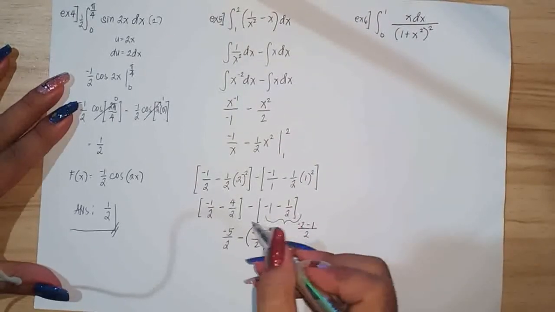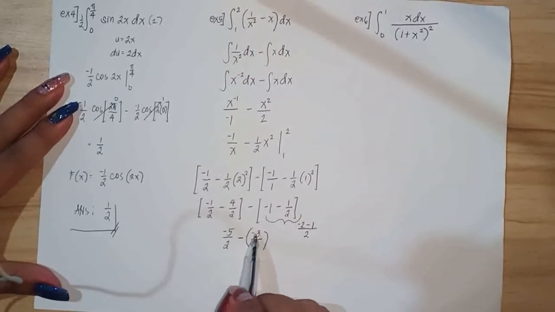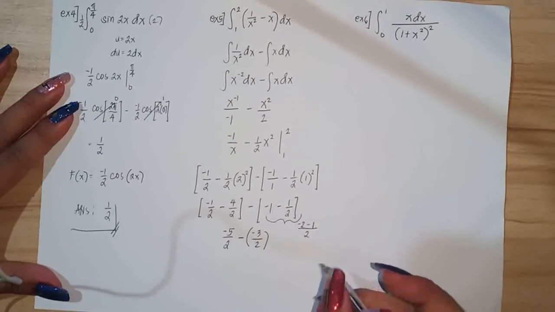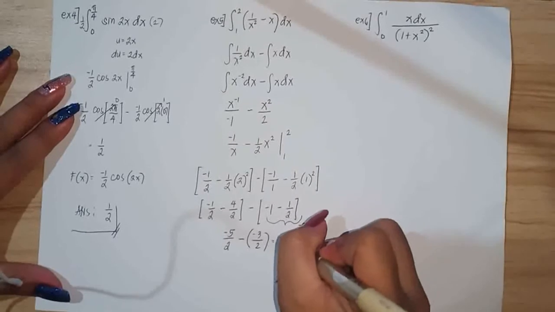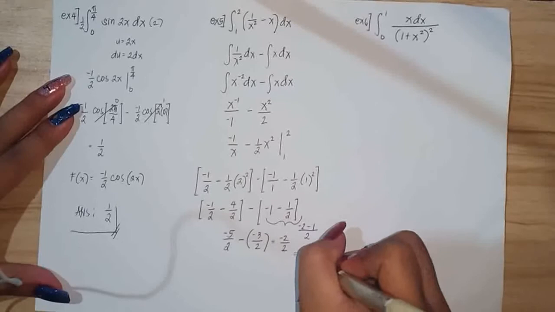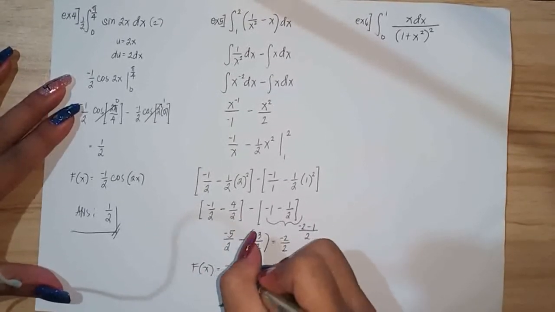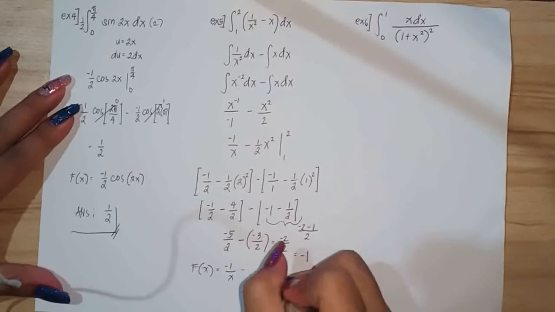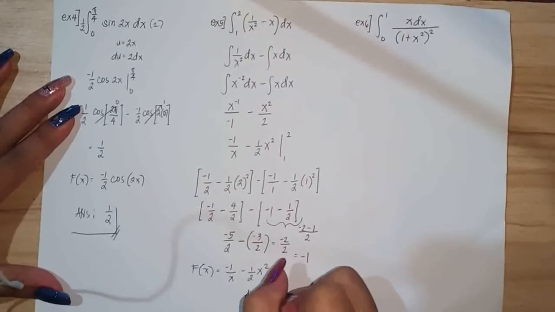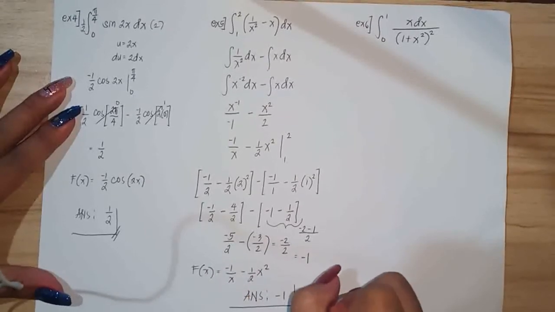So simplifying these numbers, you will now have negative 5 minus negative 3, or simply negative 5 plus 3, that's negative 2 over 2. So that is negative 1. So for our f of x, you will have negative 1 over x minus 1/2 of x squared. But for the definite value of the integral, you will have negative 1.